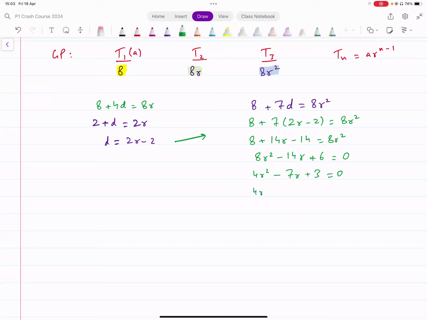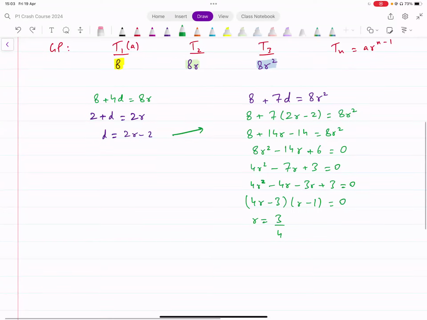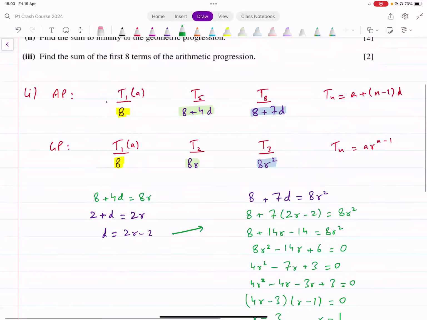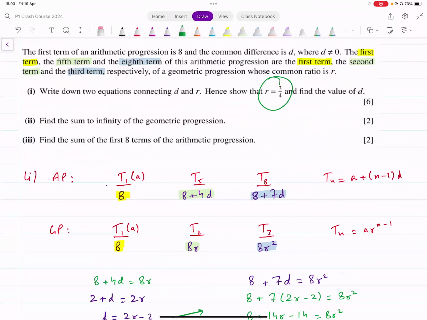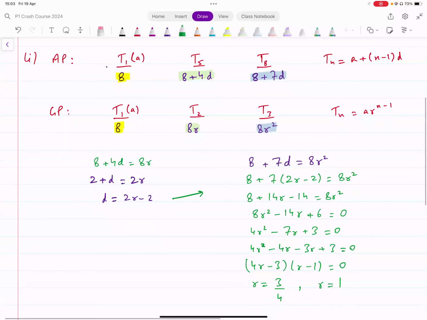Can we factorize this? We can. It becomes 4r squared minus 4r minus 3r plus 3 equals 0. And that gives us two factors, 4r minus 3 and r minus 1. r equals 3/4 or r equals 1. These are the two values of r that we're getting. Now, they wanted us to show that r equals 3/4. We are getting two values of r. We are getting r equals 1 as well.